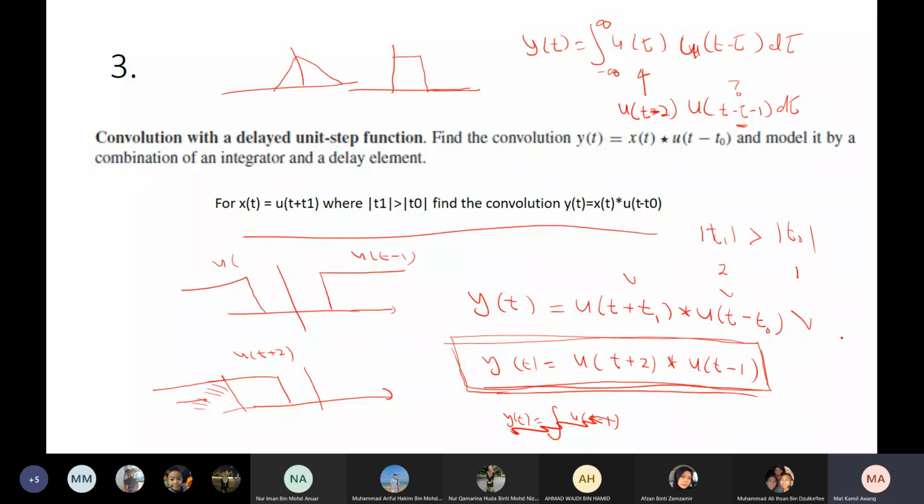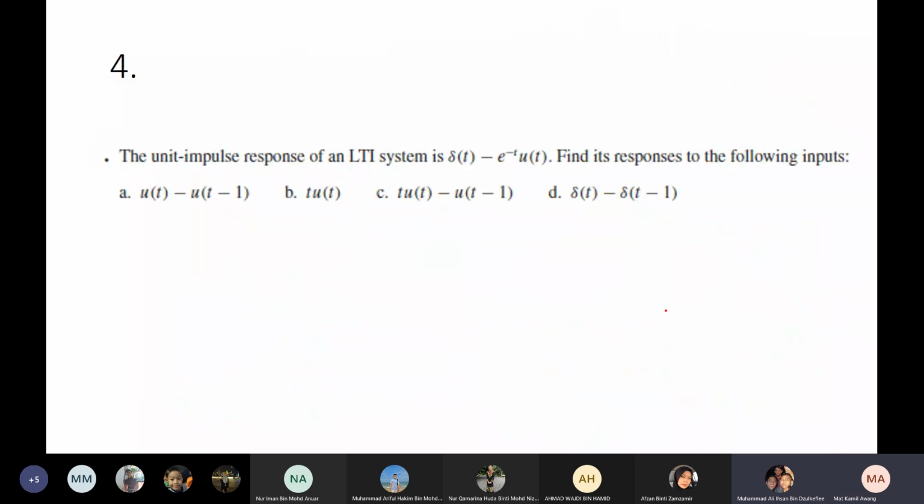Right. And for the example, maybe you try this one, by putting numbers on T1 and T2. Let's say you just pick T1 as 2 and T0 as 1. Right? Okay. This is also a convolution problem.